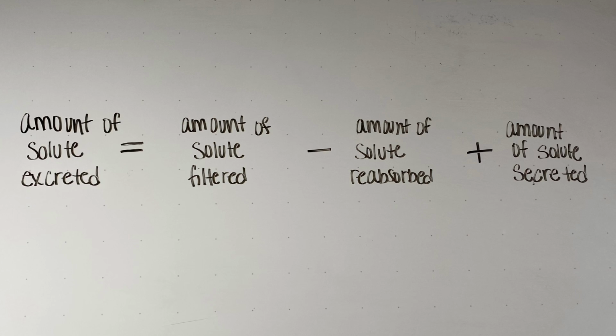Now, one last note before we close here. What is excreted in our urine tells us how that substance was handled by the kidneys. And because this is physiology, we have a formula for this. The amount of a solute that is excreted is equal to the amount of solute that was filtered minus the amount of solute that we reabsorbed plus the amount of solute that we secreted.